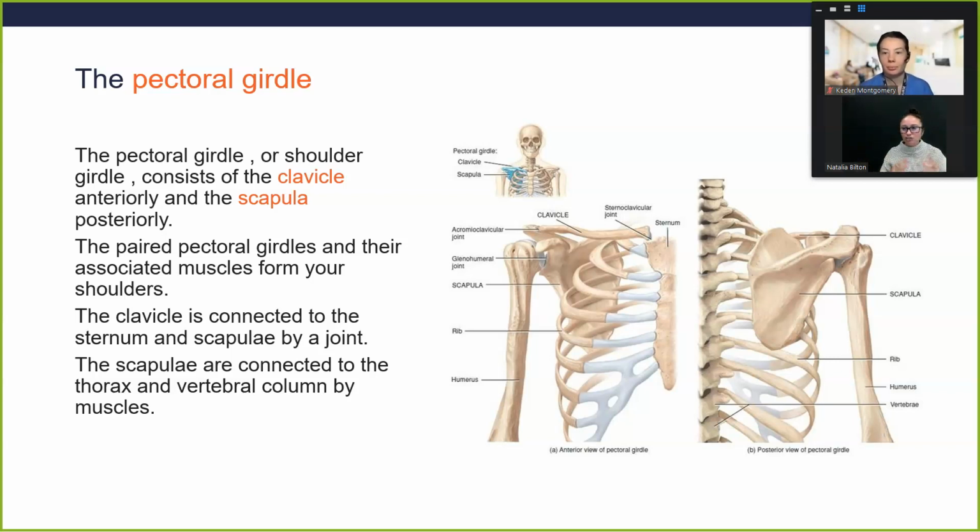Now, we're going to look at joints in the next lecture, but what I want you to understand is that the clavicle is actually connected to the sternum, all right, by a joint, but the scapula doesn't have a joint. The only way that it's connected to anything is with muscles. So that's why some people have problems in that area. But we're going to have a look at those later when we look at joints.